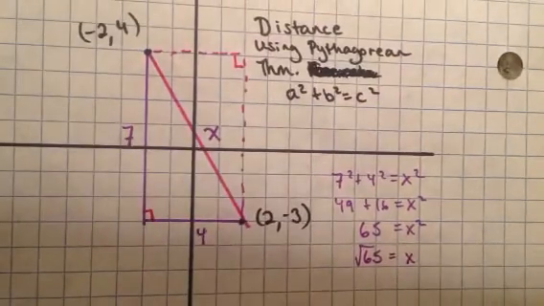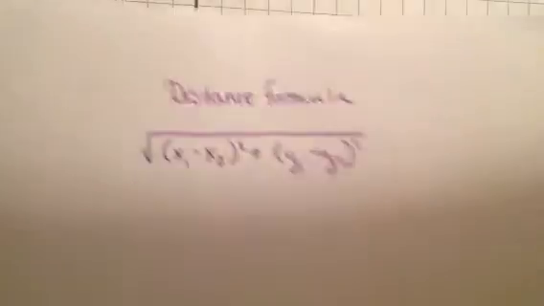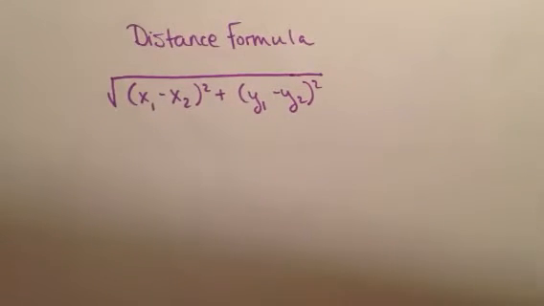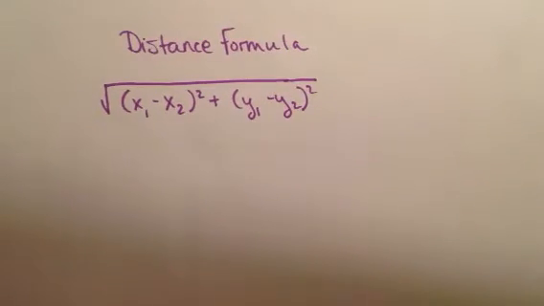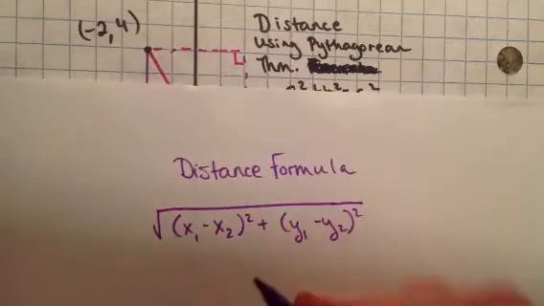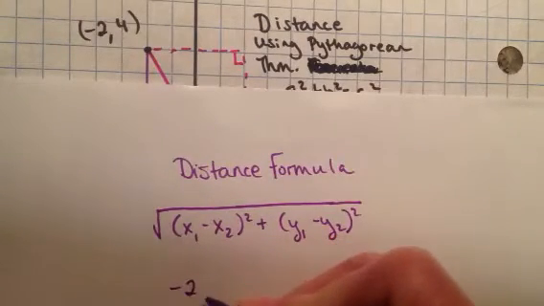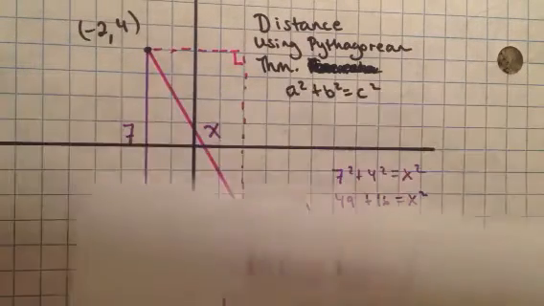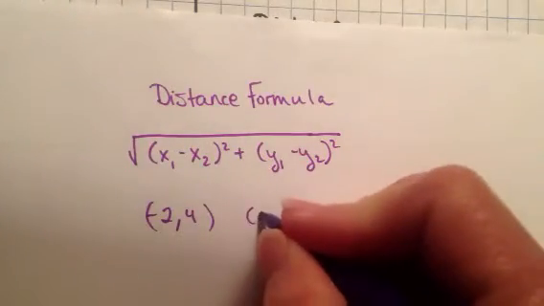So now let's contrast that to the formula. There actually is a formula that you guys can memorize. It's one that we will use over and over again in this class, so do take the time to memorize it. So using these same two points, we have negative 2, 4, and we have 2, negative 3.